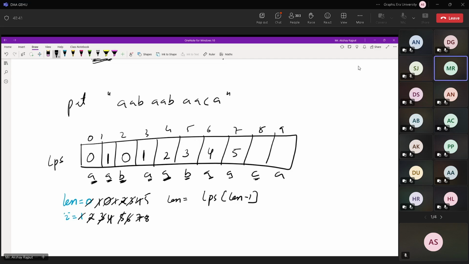8 and 5, are these equal? No. So len is not 0, so len becomes LPS of len minus 1. Len is 5, so LPS of 5 minus 1 means LPS of 4. LPS of 4 is 2. So len will become 2.